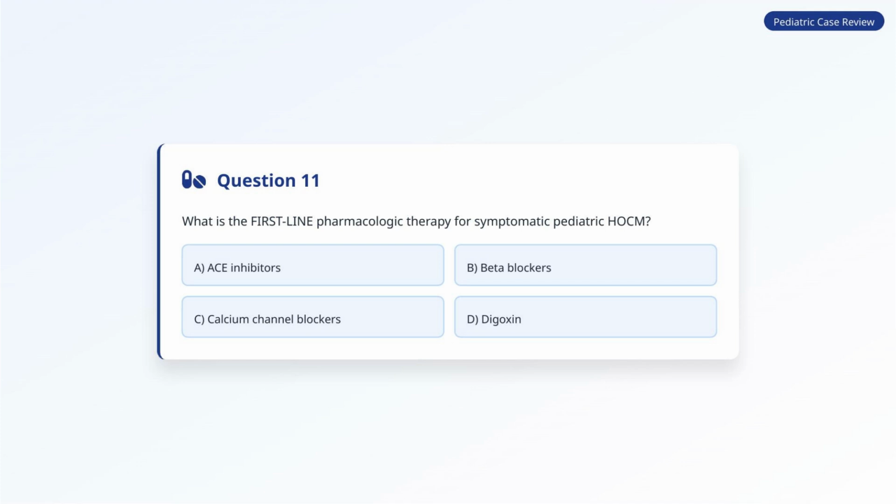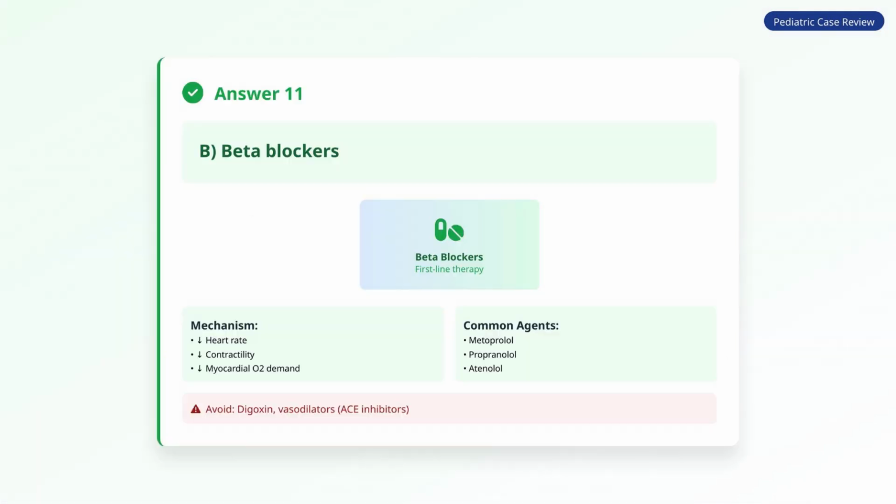What is the first-line pharmacologic therapy for symptomatic pediatric hypertrophic obstructive cardiomyopathy? A, ACE inhibitors. B, beta blockers. C, calcium channel blockers. Or D, digoxin? The correct answer is B, beta blockers.